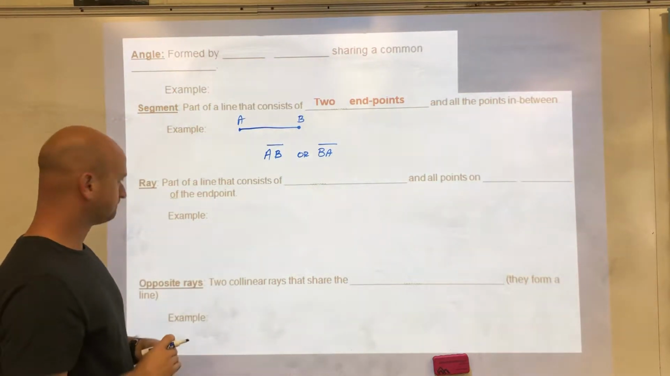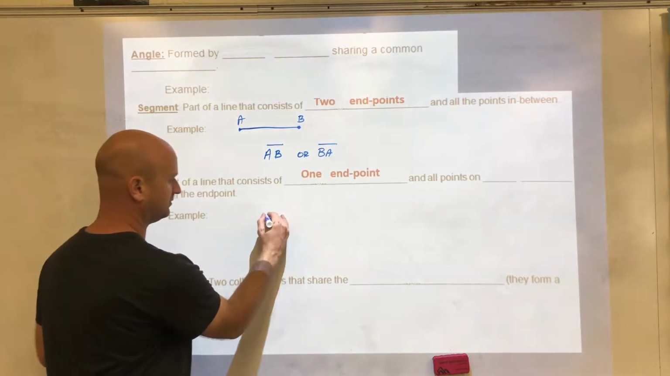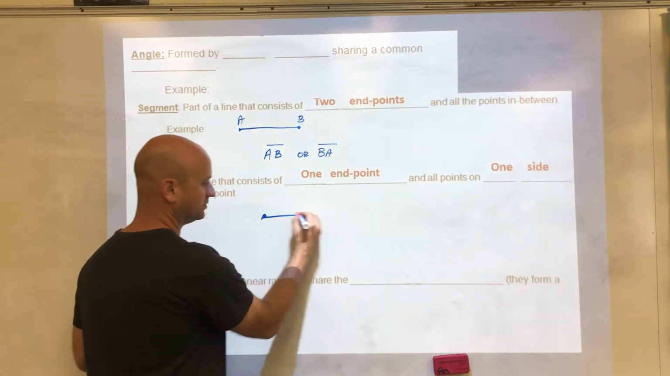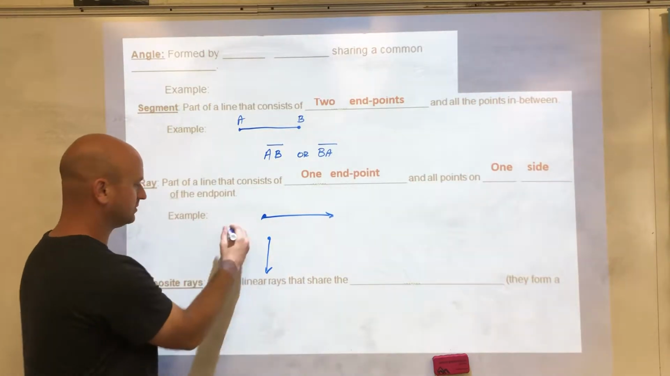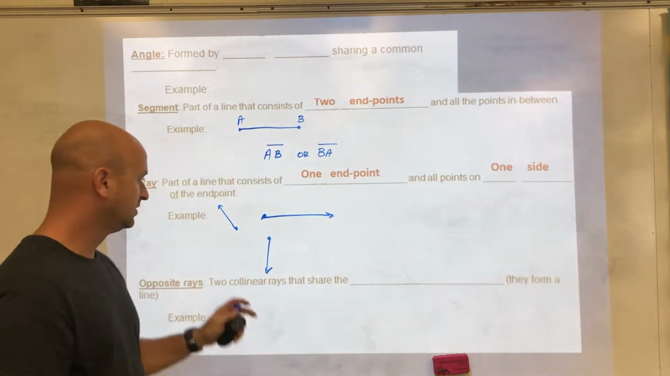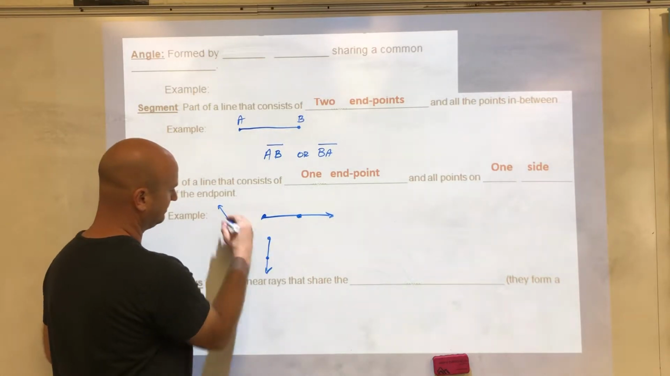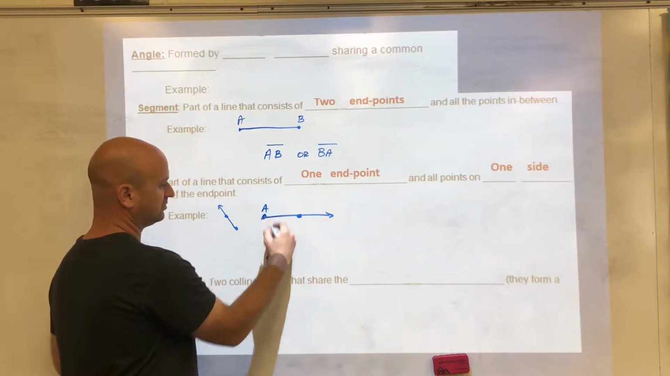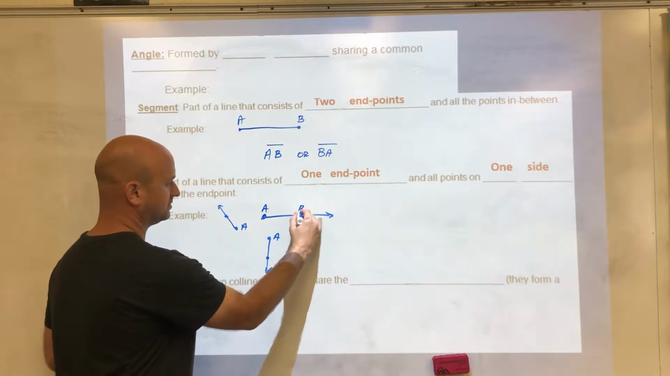All right, a ray is part of a line that consists of one endpoint. So if we were to draw it, it has one endpoint and all the points on one side of the endpoint. So we can go out in any direction. I'm drawing three of these specifically to show an example, because this is the definition and these are the pictures. But to identify the ray, we need a second point. So I'm going to label all of the endpoints A, and all of the other points I'm going to call B.